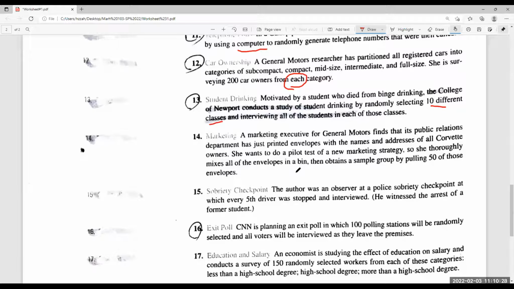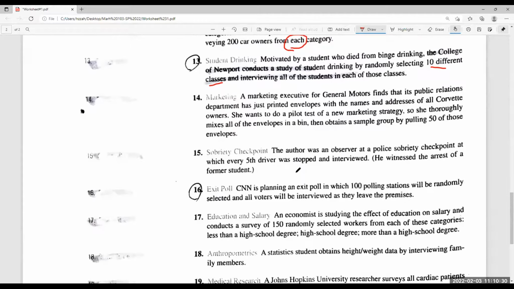Okay, question? Can't it be convenience sampling as well? No, because she randomly picks some. She thoroughly mixed all the envelopes, then obtained a sample of 50 of those. Even a kind of random device is used when you mix them together. At least she prepared the envelopes and put them together. So random is better.